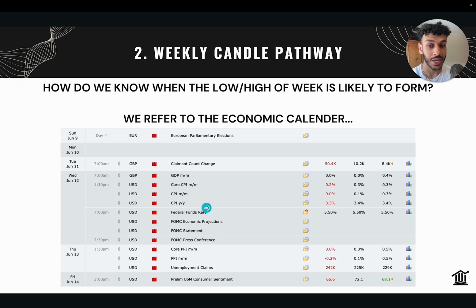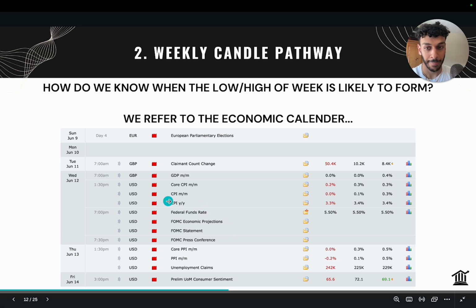That's where the low of the week actually formed. This was the Judas swing. So this ended up forming low of the week. And then Thursday and Friday ended up extending price higher. And this ended up being a midweek reversal cycle.